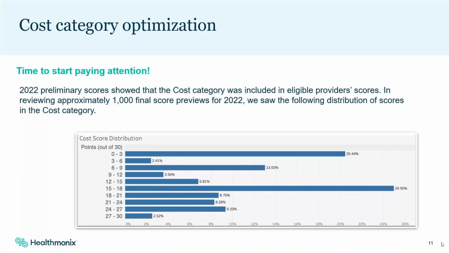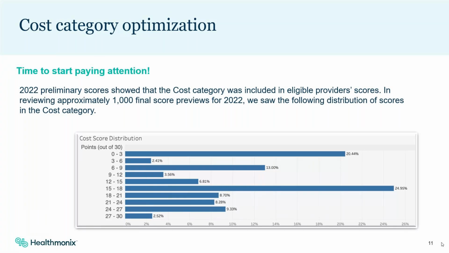We have the option to dig into some of our clinicians' cost scores. And when we looked at them, we looked at about 1,000 final scores for 2022. And what we saw was the following distribution. I want to call out that there's a big number in the 0 to 3 category. We had a lot of participants that had no points, but part of that was because they could choose to reweight it, and so it did go to 0. But you'll see that the majority of the scores are 15 to 18 points or under.